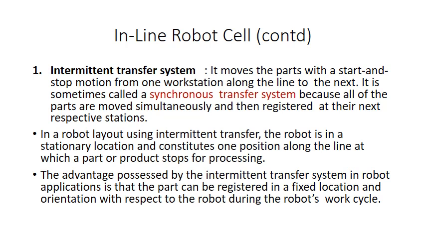One, intermittent transfer system. It moves the parts with a start and stop motion from one workstation along the line to the next. It is sometimes called a synchronous transfer system because all of the parts are moved simultaneously and then registered at their next respective stations.